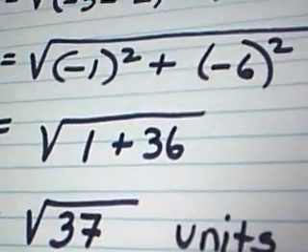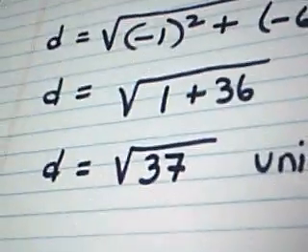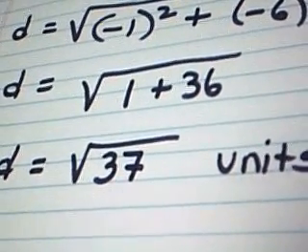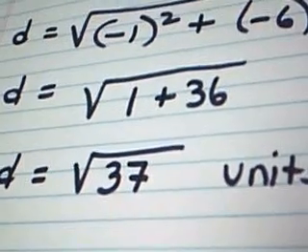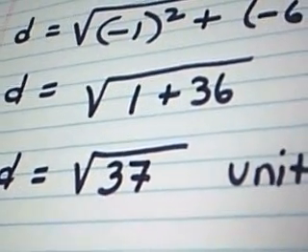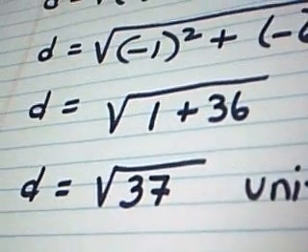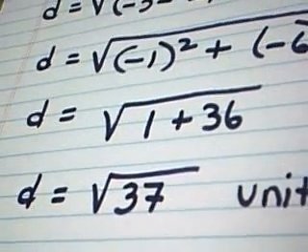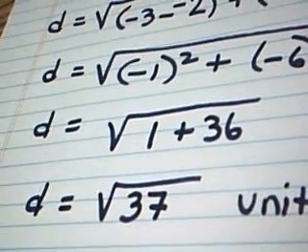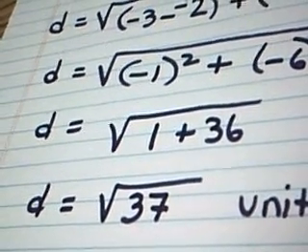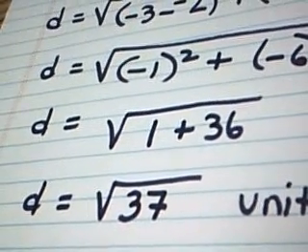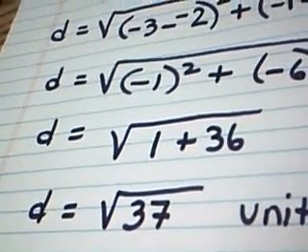Now, please be careful, since the directions here just said find the distance between these 2 points. They wanted an exact answer. Don't go just pulling out your calculator and start mashing the buttons for the square root of 37. The directions would have said approximate the answer. When you start putting the square root of 37 into your calculator, you're no longer getting an exact answer, you're getting an approximate answer, so be very careful to pay attention to the instructions.